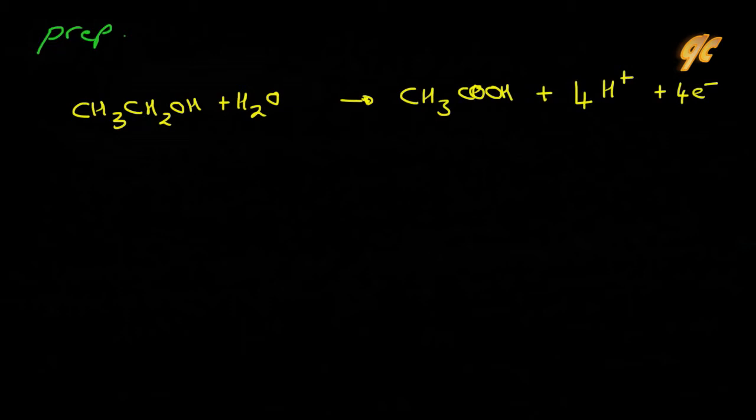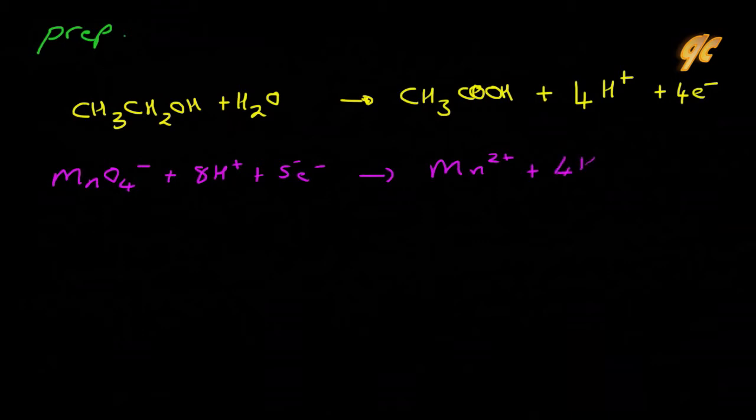We could then oxidize with our, say, permanganate ion. This time you'll notice that both equations have to be multiplied, the top one by 5 and the bottom one by 4, and this will give us the overall equation.